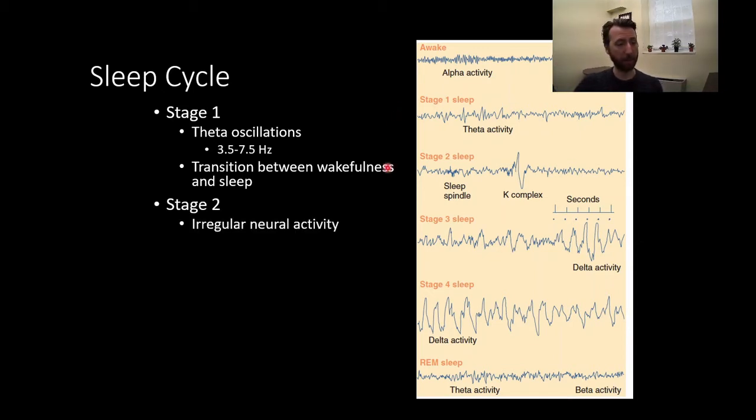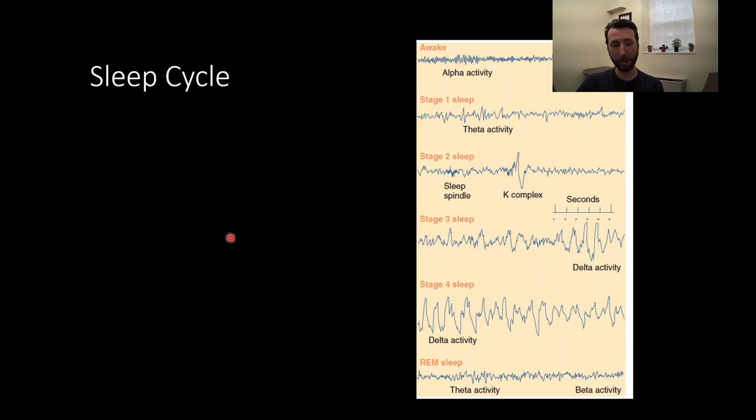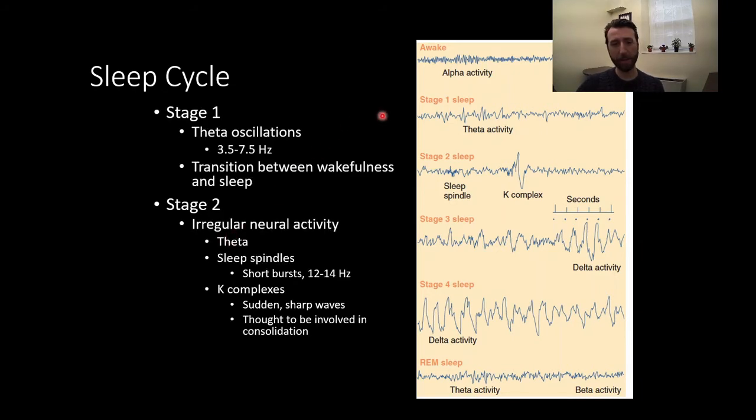Stage 2 is a little bit deeper. This is marked by irregular neural activity. We see a lot of theta in stage 2. The thing that sets stage 2 apart from stage 1 is these odd little waveforms. We see sleep spindles, which are short bursts of 12 to 14 hertz activity. So much faster neural oscillations than we see during the rest of stage 2 sleep. So it looks briefly like alpha or maybe even beta wave activity for just a moment. So we see right here a really fast burst of firing, then back to normal theta.